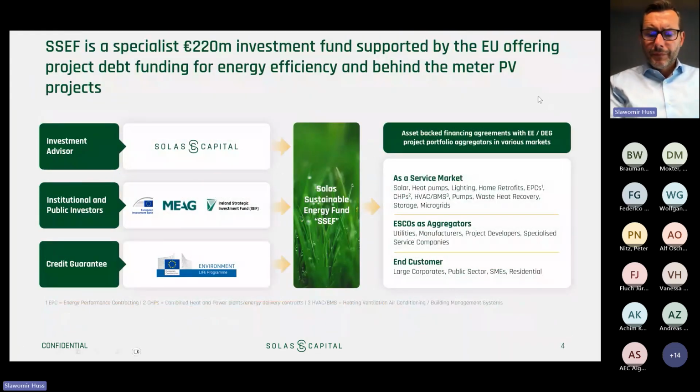Yes, shortly going back to an intro. Bearing in mind the logic how we operate, let me just briefly mention it again. Based on this investment logic, we funded an investment fund that was launched last year, 220 million euro, solely dedicated to small scale energy efficiency projects. We manage this fund as Solas.